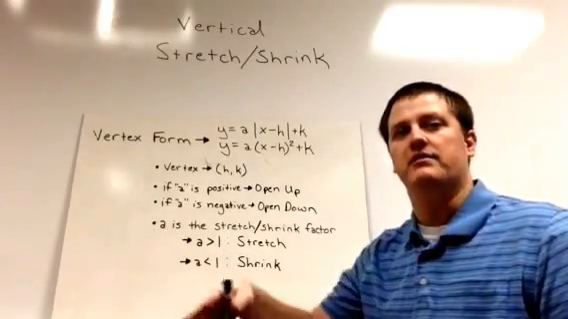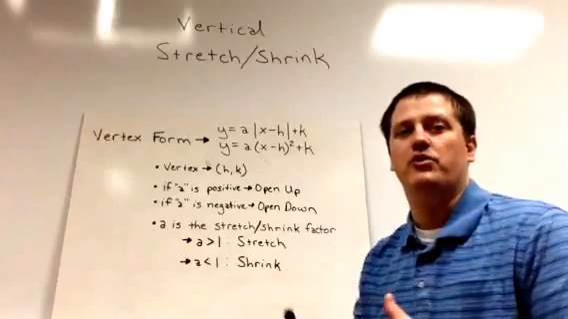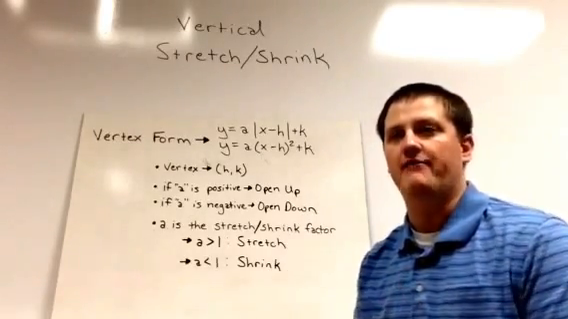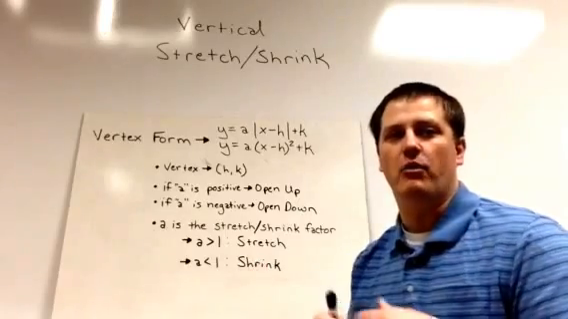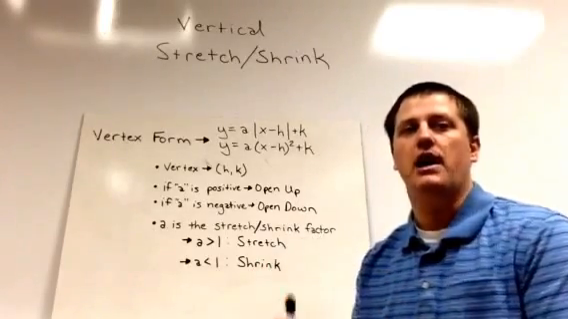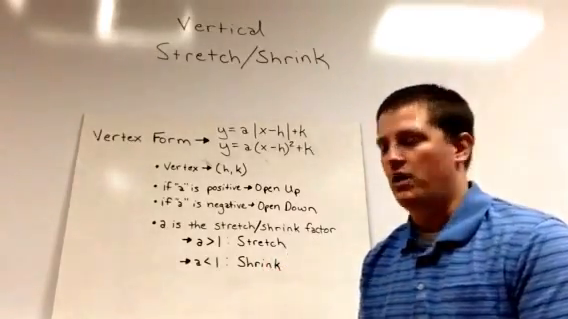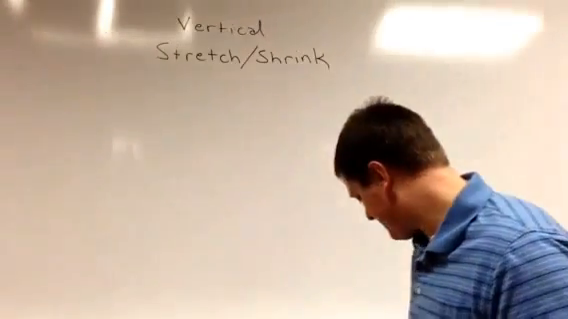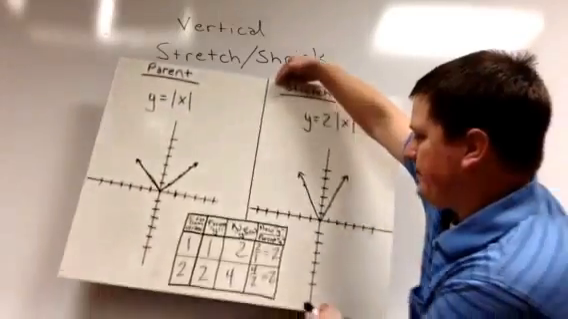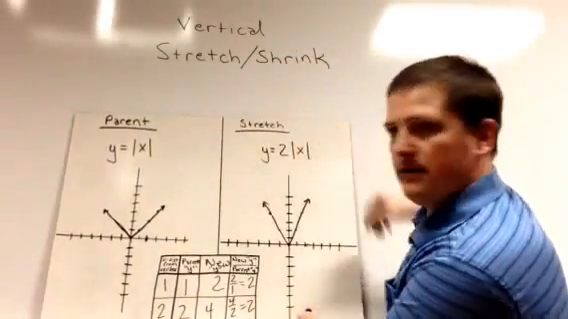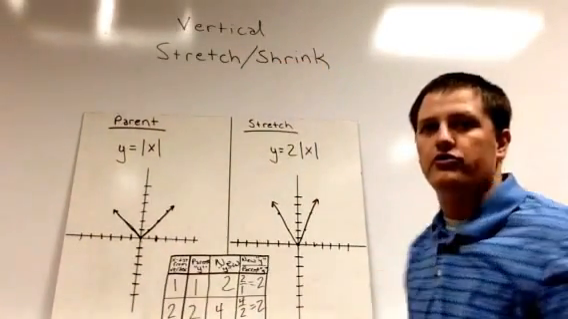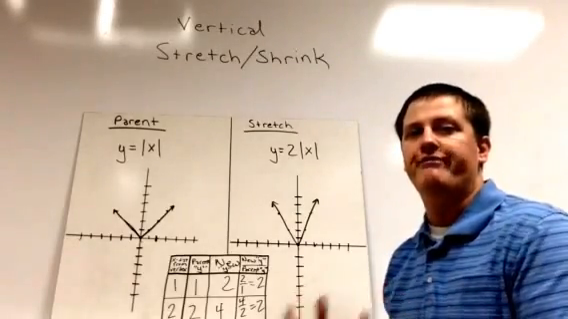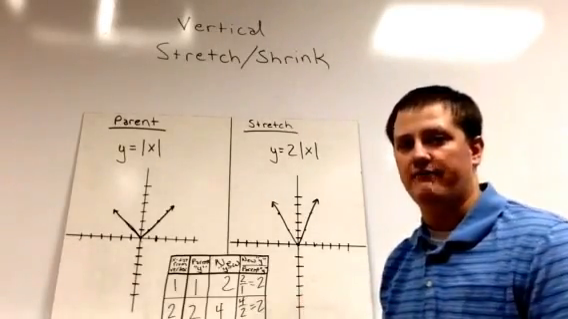Shrinking is any number that's less than 1. So any decimals or fractions that are smaller than 1, like 1/2 or 0.5 or 0.25 or 0.3 or 1/3, any number smaller than 1. So one of the keys for doing this is actually being able to find what that stretch-shrink factor is.